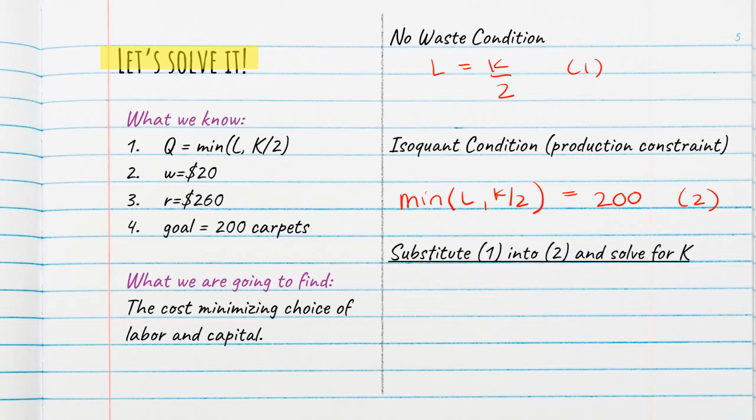So from here, what do we do? We're going to substitute 1 into 2, and we're going to be able to solve for K. So in place of L, I put what I know about L, and I end up with a minimum of K over 2 and K over 2 has to equal 200. This may seem very strange. Don't overthink it. What's the minimum of K over 2 and K over 2? Well, they're equal to each other, so the minimum is K over 2. So we can rewrite this as K over 2 equals 200. And from there we can solve for K. K has to equal 2 times 200, which is 400. We'll call that equation 3.